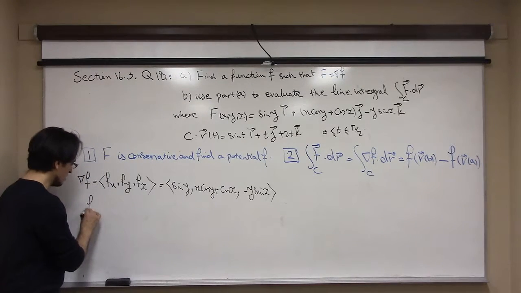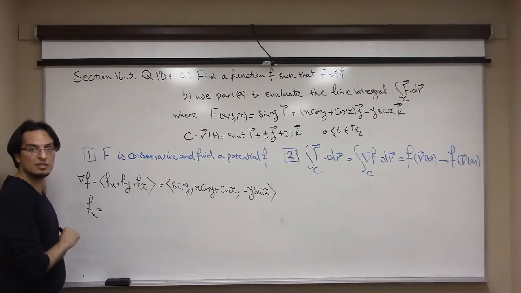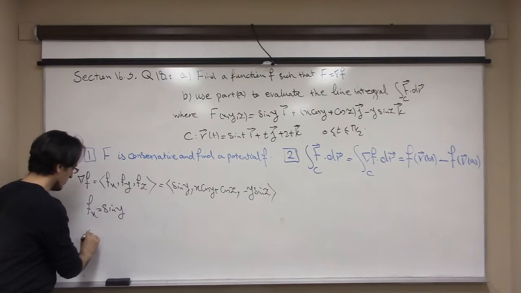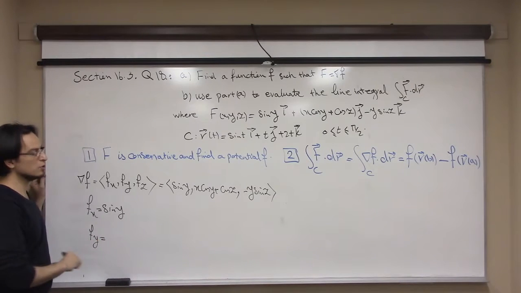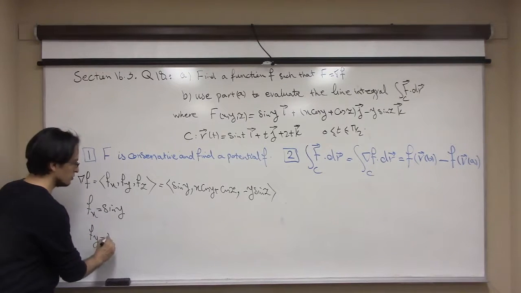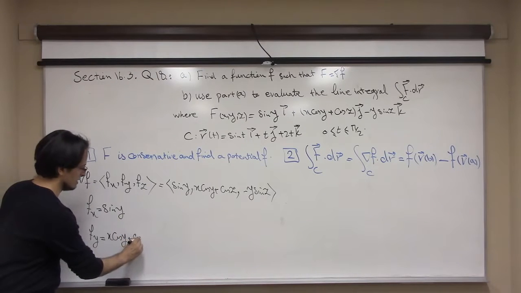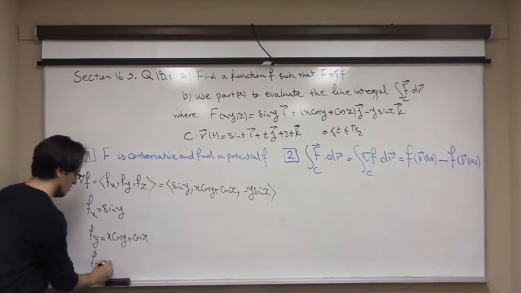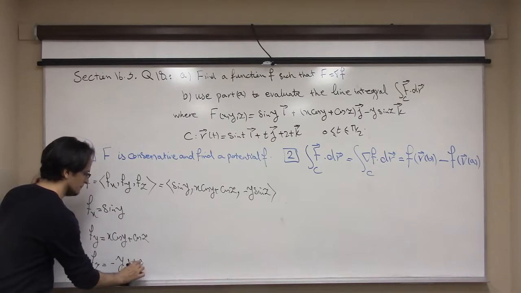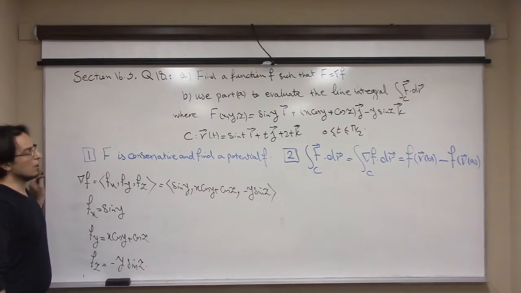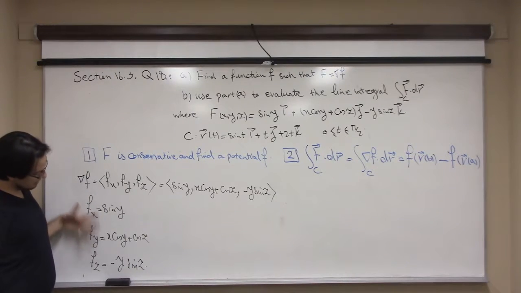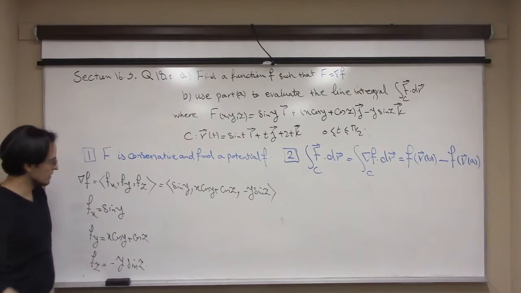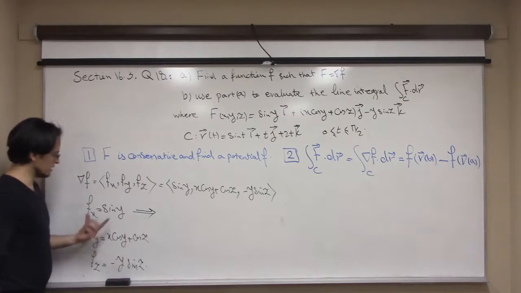So that means the partial derivative with respect to x is equal to sine y. The partial derivative of f with respect to y is equal to x cosine y plus cosine z. And the partial derivative of the function with respect to z is equal to minus y sine z. Okay, so I have to solve this system of PDEs, or just find such an f. Okay, let's start with the first equation.